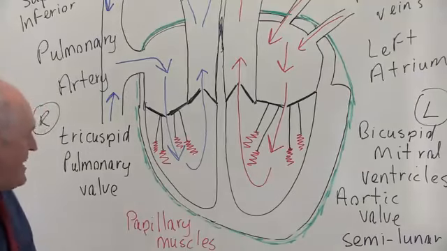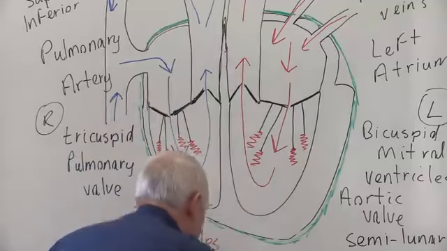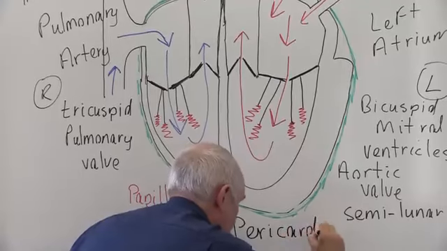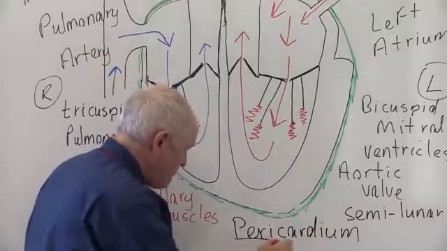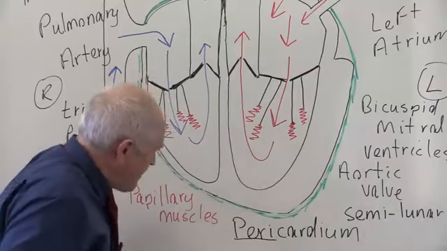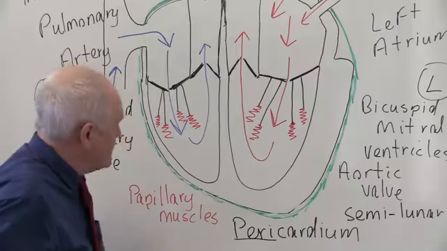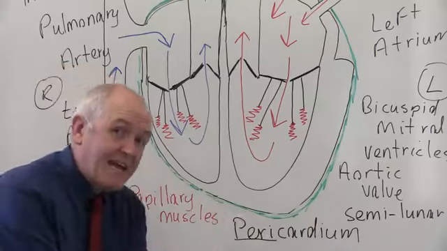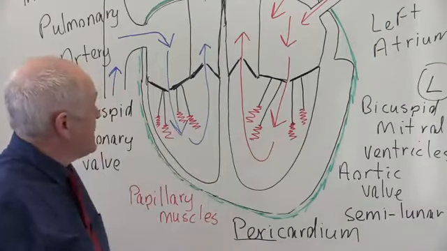And this is round about the outside. So because it's round about the outside, it's the pericardium. So peri means perimeter. It's around about the outside. Cardium is the heart. It's the pericardium. And it forms a sac in which the heart sits to protect the heart.